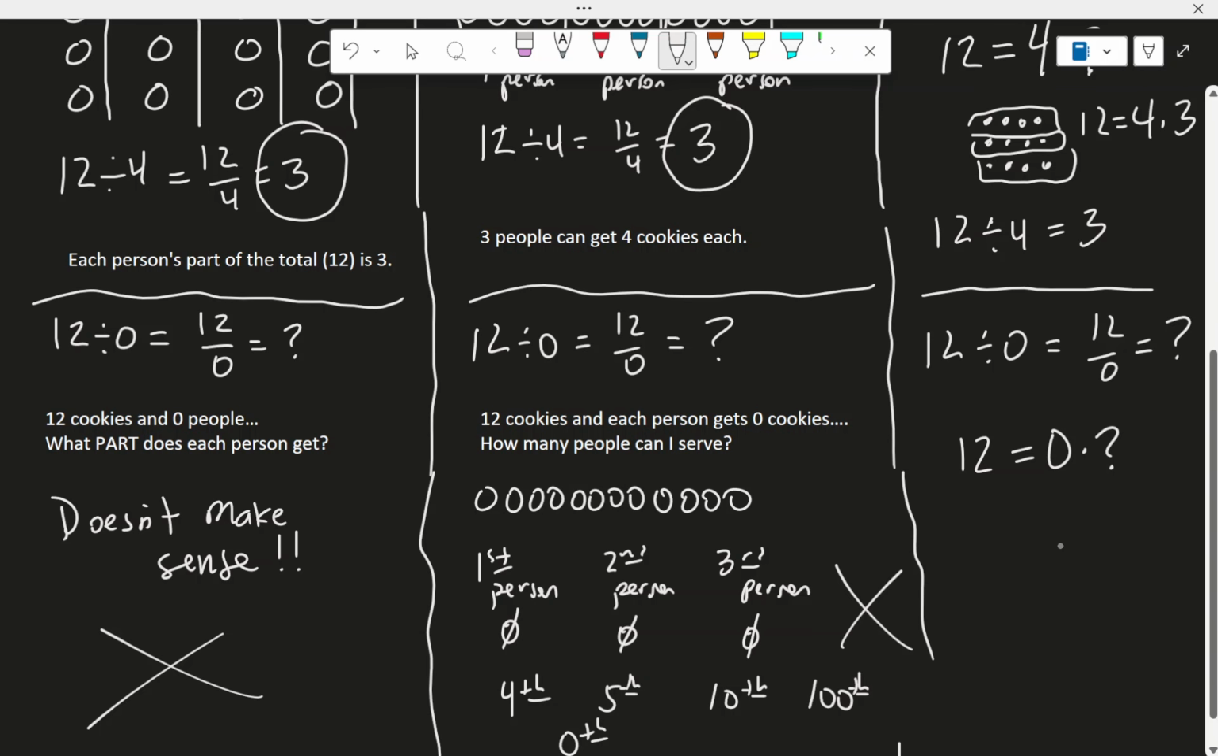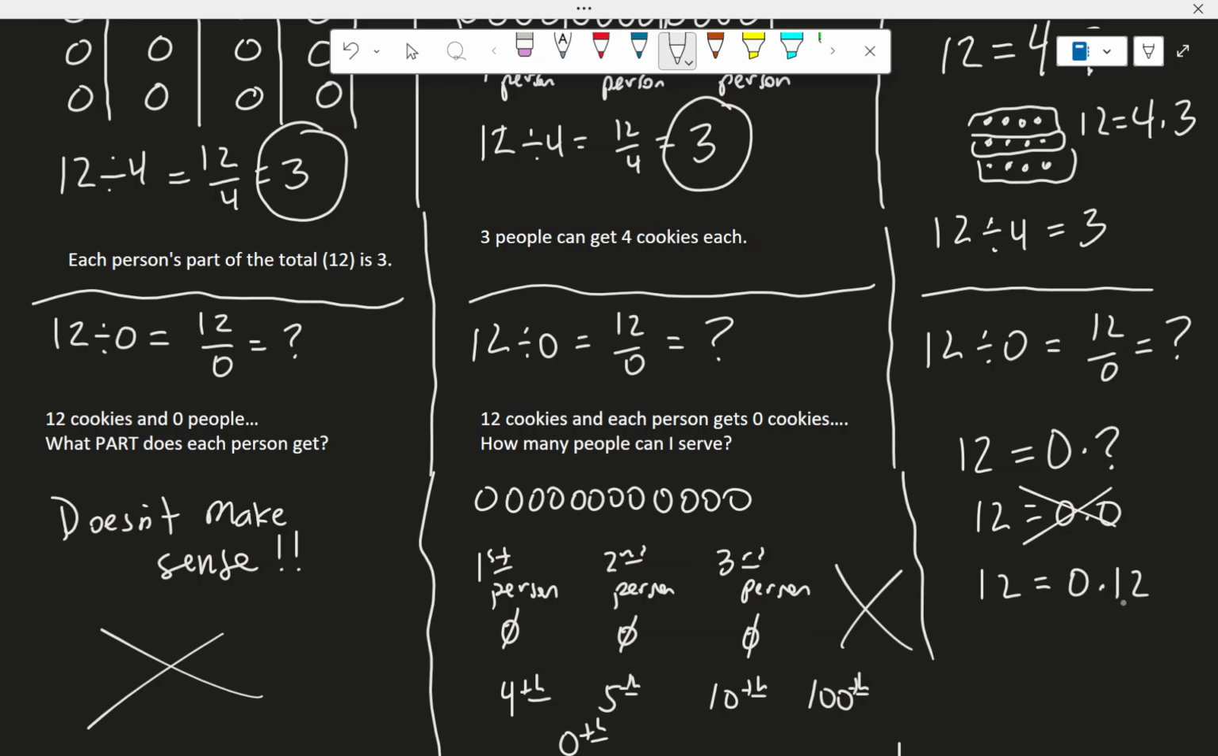Some people think the answer to all of these earlier was 0. Well, let me try this. Is 0 times 0 12? No, that doesn't work. So the answer isn't 0. Okay. Is 0 times 12 12? No, 0 times 12 is 0. That doesn't work. So the answer isn't 12. Let's see. How about 0 times 1? Is that 12? Nope. That doesn't work either.